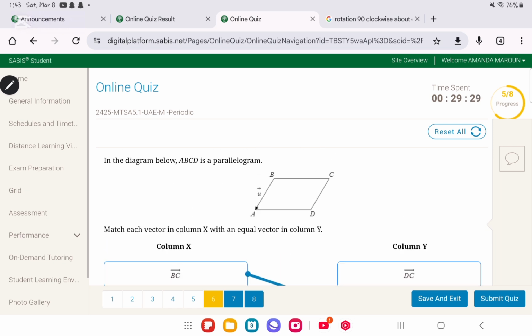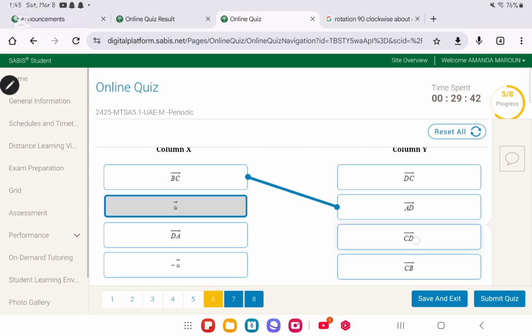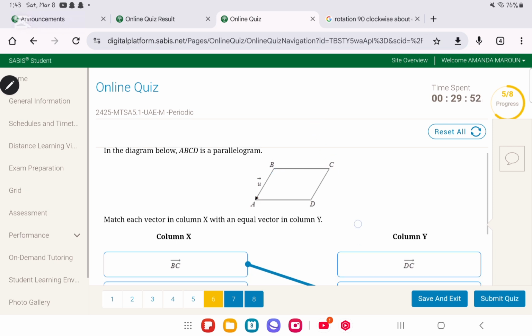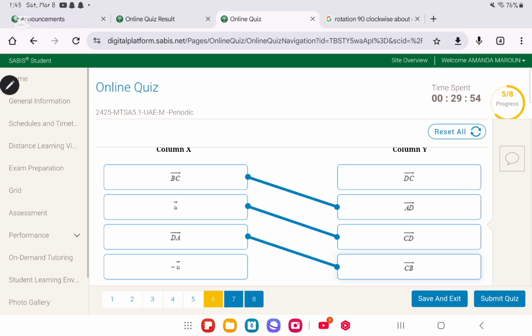Now U, it is what? It is BA, and it is parallel to CD. So very simply, U is equal to CD. Now, DA, it is parallel to what? It is parallel to CB. So very simply, DA is CB.